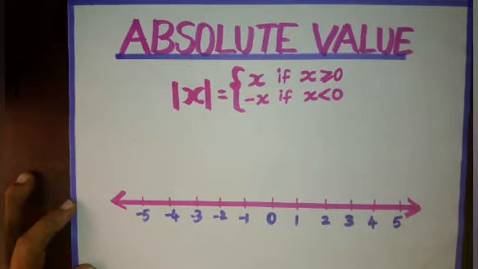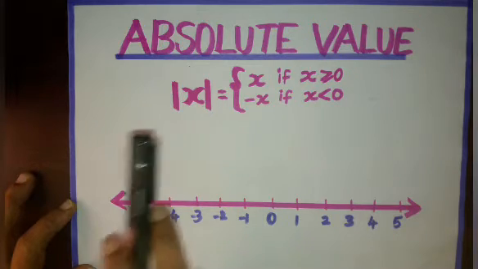It means it will always give you a positive result, because distance can never be negative. You cannot say that your school is at a distance of minus 6 kilometers. We will always say the school is at a distance of 6 kilometers. Distance can never be negative.